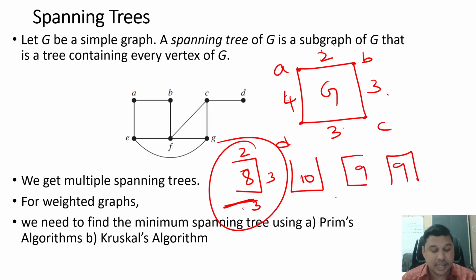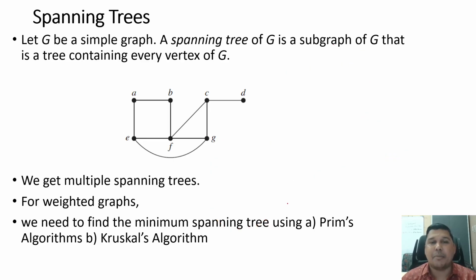So the problem here is, given a graph with some weight, find out the minimum spanning tree among all the possible spanning trees, among all the different combinations. If you remove one edge, you get one spanning tree. Remove another one, you get another spanning tree. Among all those different spanning trees, which one gives me the minimum cost? That is the concept of spanning tree.